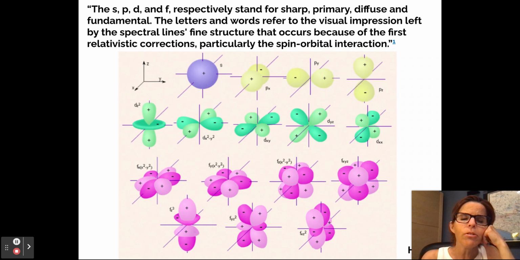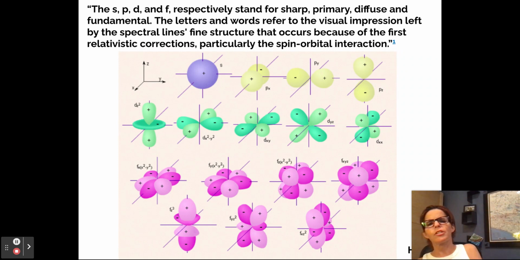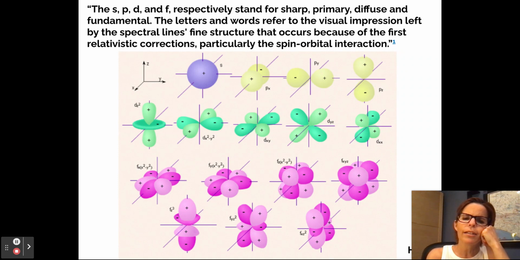On that fun note, you don't need to know that, so don't worry about it. Students often want to know what SPDF stands for, and I didn't know what it stood for, so I thought I'd look it up for all of us.